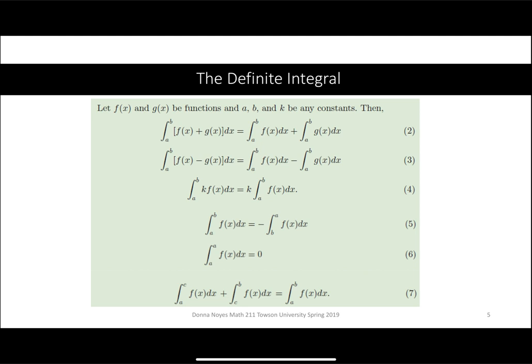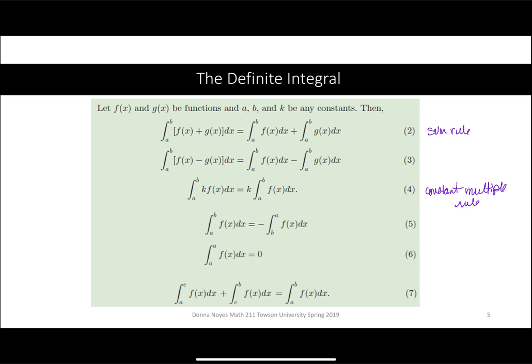Just like we had rules for derivatives and for indefinite integrals, we also have some rules and properties for definite integrals. You'll recognize the first one as our sum rule. That one hasn't changed. The second one is also the sum rule. It just has a difference instead of a sum. The third one is our constant multiple rule, which we have seen plenty of times at this point.